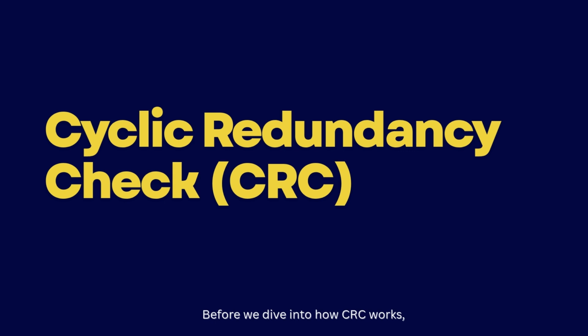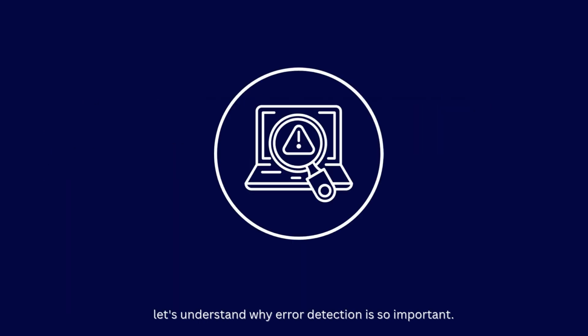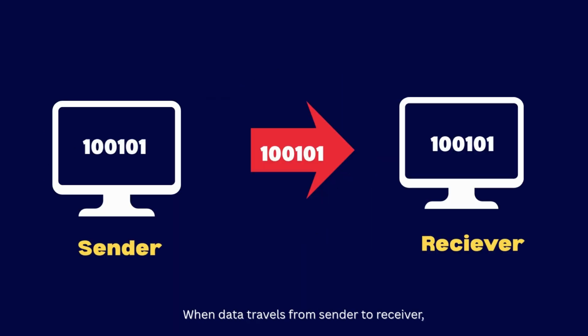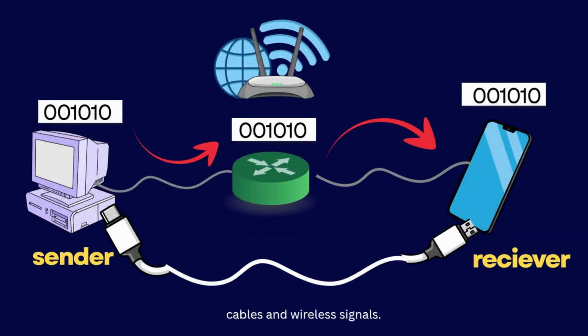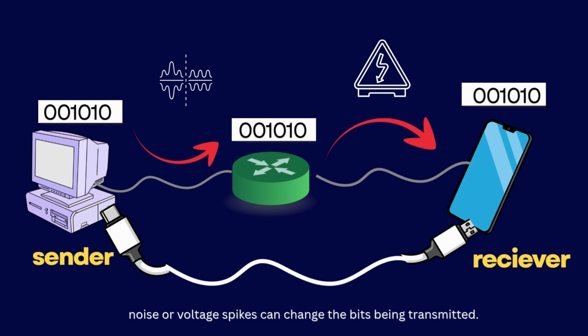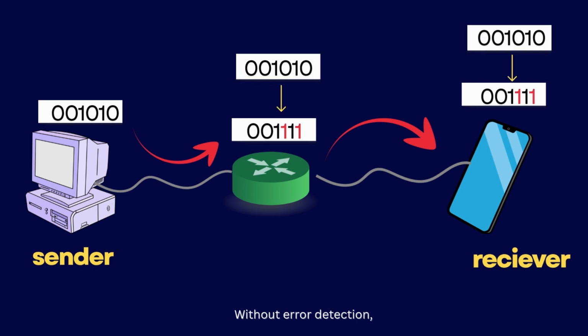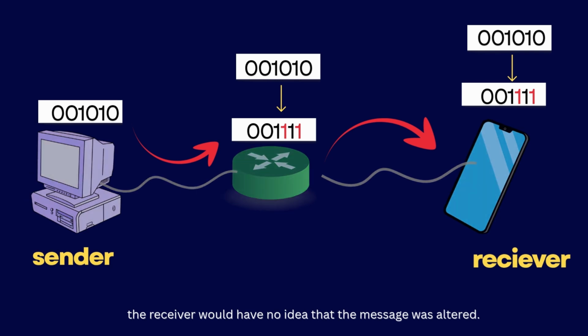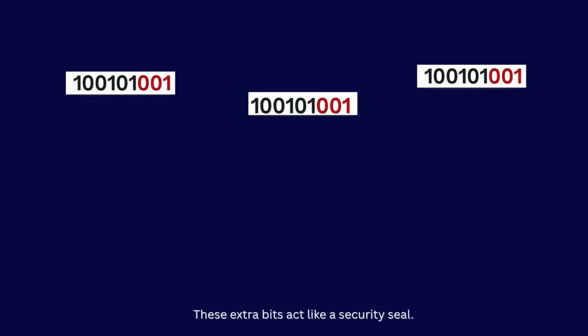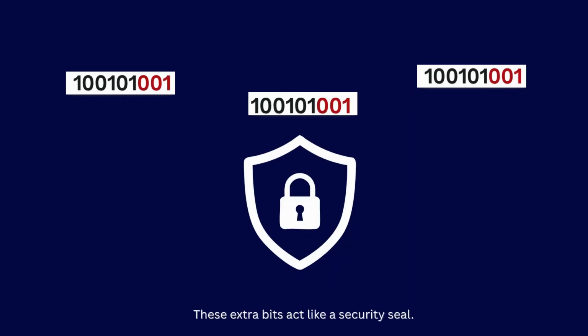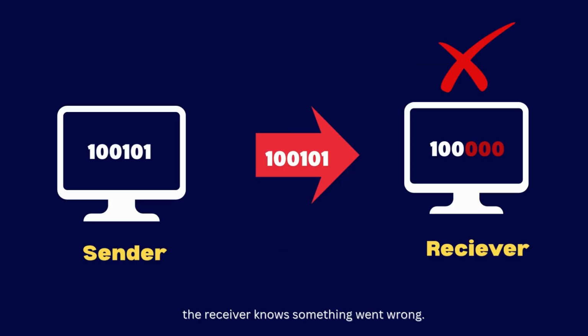Before we dive into how CRC works, let's understand why error detection is so important. When data travels from sender to receiver, it passes through many devices, cables, and wireless signals. Along the way, noise or voltage spikes can change the bits being transmitted. Without error detection, the receiver would have no idea that the message was altered. So every data frame is sent with some extra bits that help the receiver verify if the data is still correct. These extra bits act like a security seal. If the seal is broken, the receiver knows something went wrong.